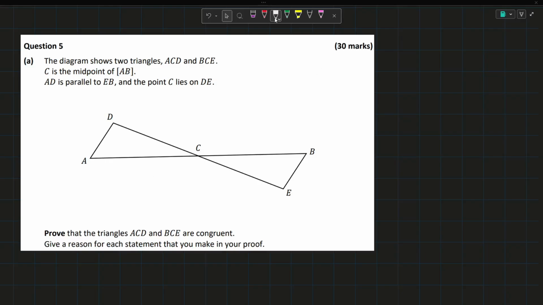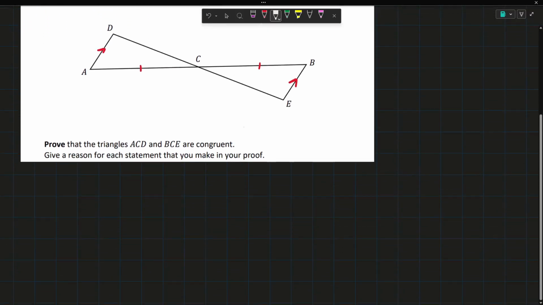This is 2025 paper 2 question 5. So we're told some information. C is the midpoint of AB, so that means that this side is equal to this side. And AD is parallel to EB, so I'll just show that with some arrows. And then C lies on DE, which is kind of visible. Prove that ACD and BCE are congruent.